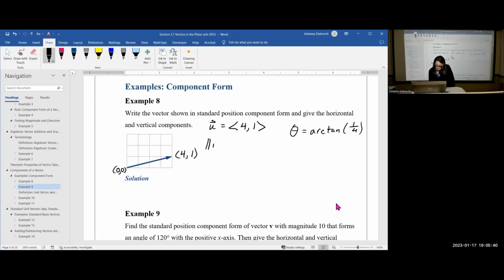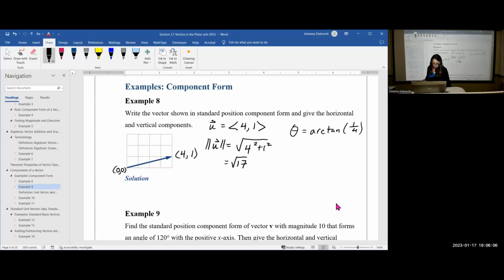Now to find the magnitude of the vector, remember that you're going to take the square root of each component squared. It's basically the Pythagorean theorem in 2 dimensions. And so when we add these two, I wrote 16 squared. I'm thinking ahead. So this is 4 squared, which is 16. So 16 plus 1 gives us the square root of 17.